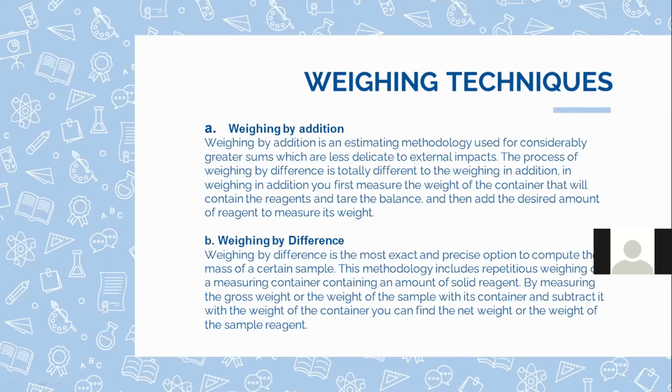For weighing by difference, it is the most exact and precise option to compute the mass of a certain sample. This methodology includes repetitious weighing of a measuring container containing an amount of solid reagent. By measuring the gross weight, or the weight of the sample with its container, and subtracting the weight of the container, you can find the net weight, or the weight of the sample reagent.